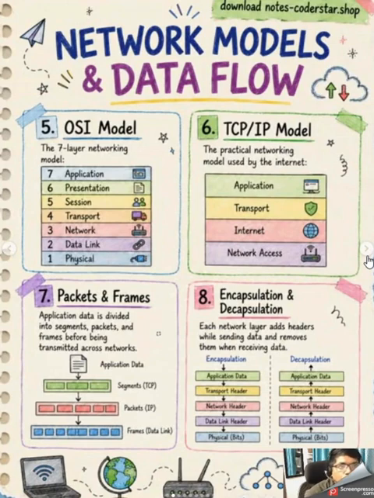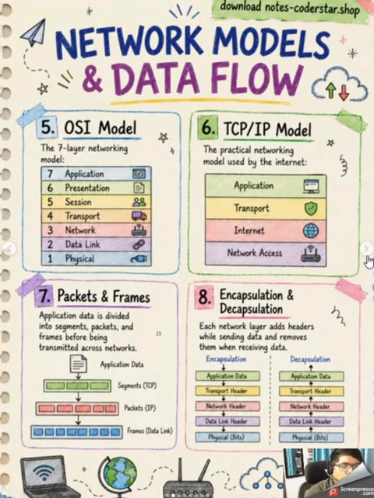Coming to the network models and data flow. We have the OSI model, which has a layered approach: application, presentation, session, transport, network, data link, and physical. And we have TCP/IP, with application, transport, internet, and network access layers. And we have packets and frames. The application data is divided into segments, packets, and frames before being transmitted across the networks.